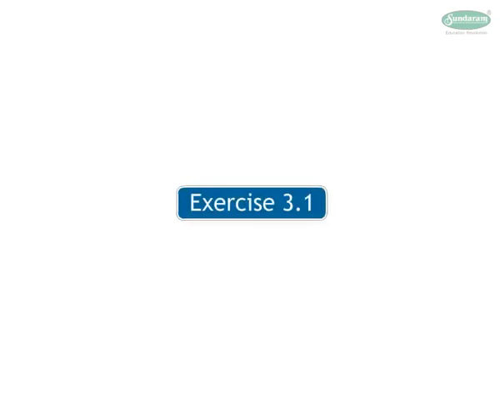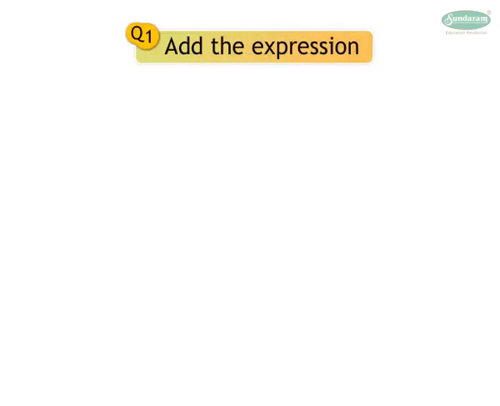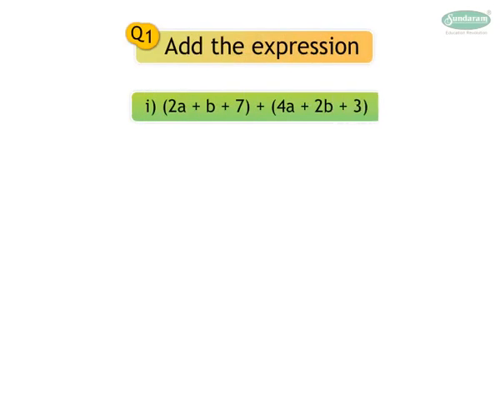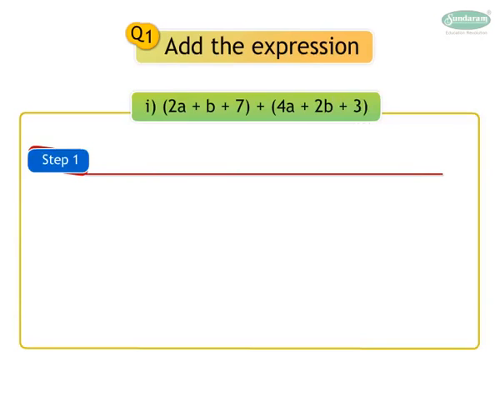Exercise 3.1. Question 1. Add the expression 1. Add 2a plus b plus 7 plus 4a plus 2b plus 3. Step 1. We shall add by the horizontal method. Hence, we first open the brackets. We get 2a plus b plus 7 plus 4a plus 2b plus 3.